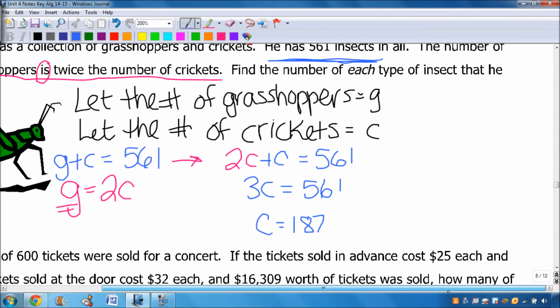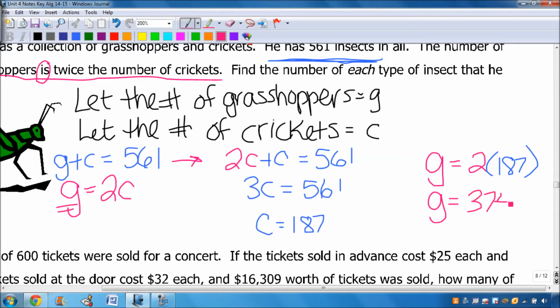Now you can just plug that into your equation, either one, to figure out how many grasshoppers there are. And I'm going to plug it into the bottom equation. Again, it really doesn't matter. So G equals 2, but instead of C, I'm going to replace it with 187. Okay, so that means that G is equal to 374. Okay, so we know the number of grasshoppers is 374. We know the number of crickets is 187. We can just write out a little statement to give our final answer, and then we'll be good to go.